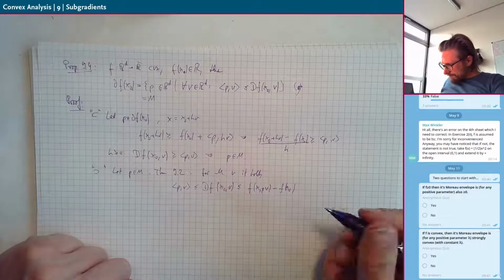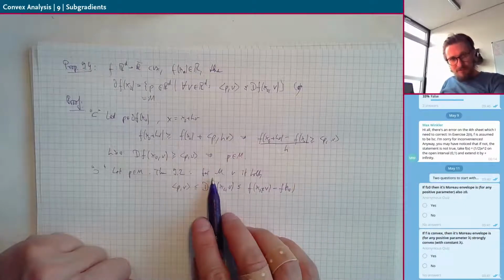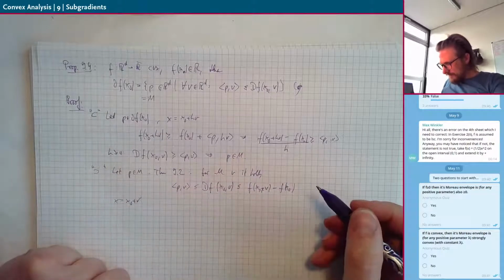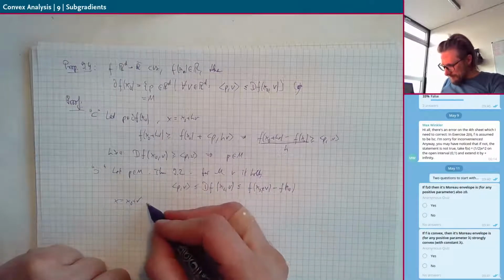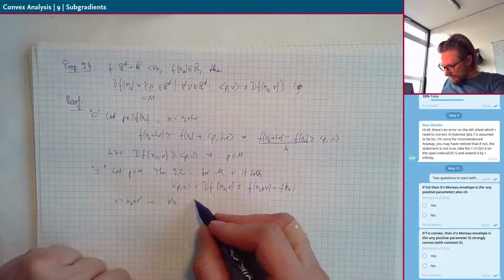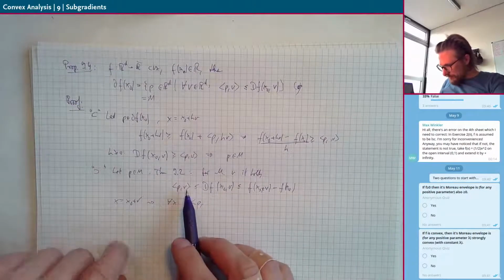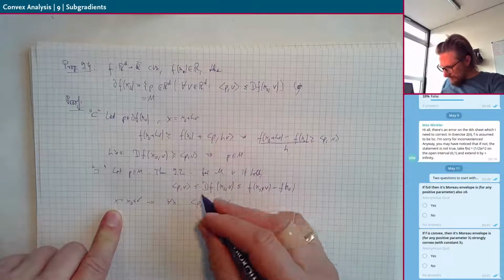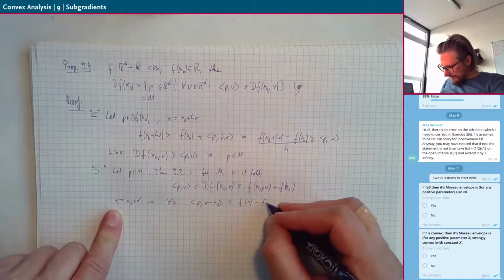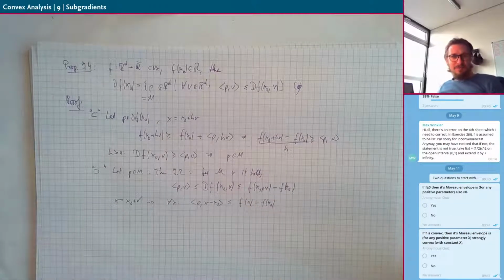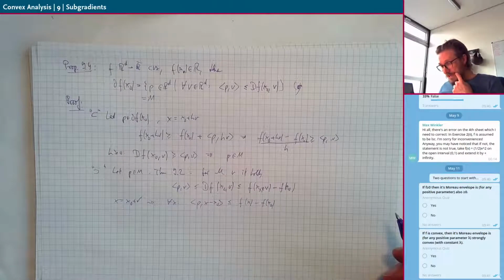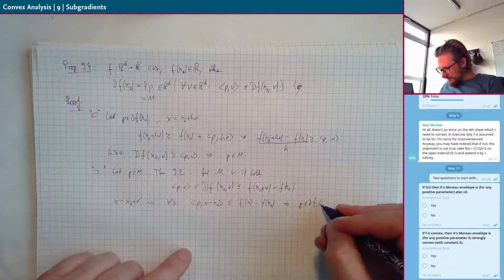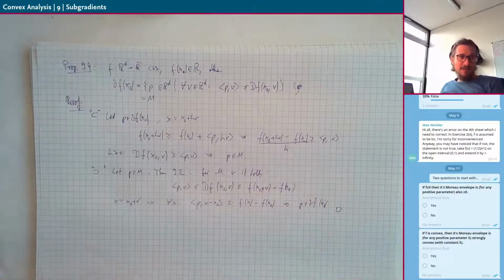This holds for all v, and if you now set x is x0 plus v, then for all x we have that p in the inner product with v, where v is x minus x0, is smaller or equal to f of x minus f of x0. That's actually the subgradient inequality, just written differently. So this shows p is in fact a subgradient at x0. So that was actually quick.